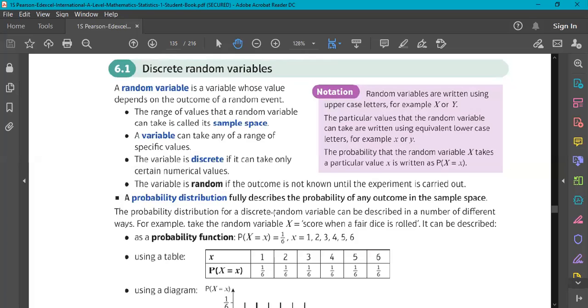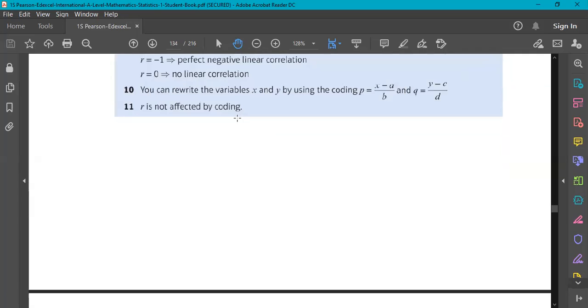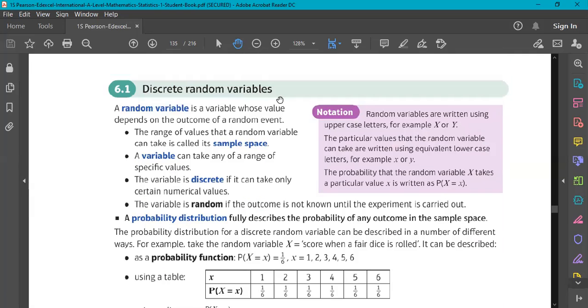How are things? Today we will talk about chapter 6, which is discrete random variables. Discrete means that it's not continuous. It's the opposite of continuous.